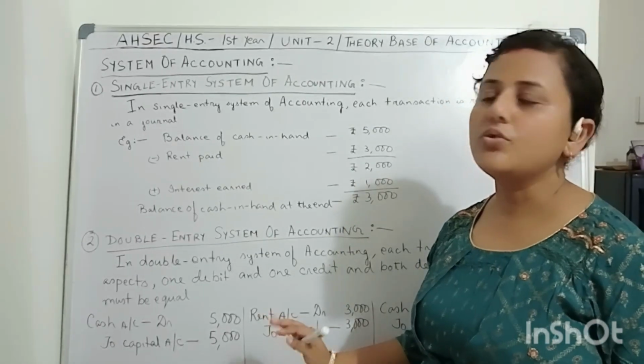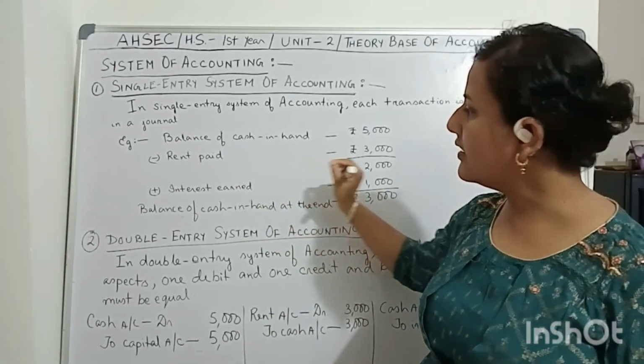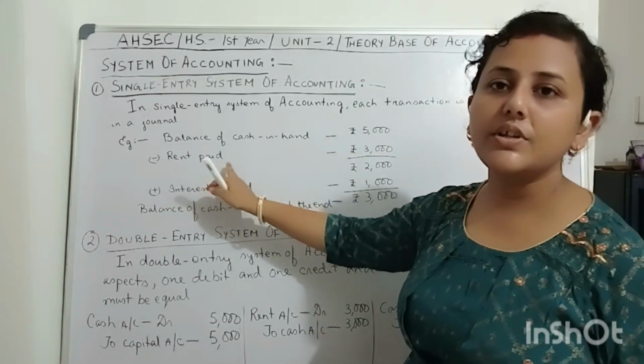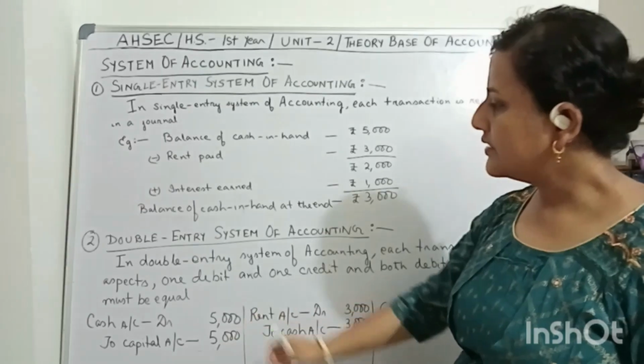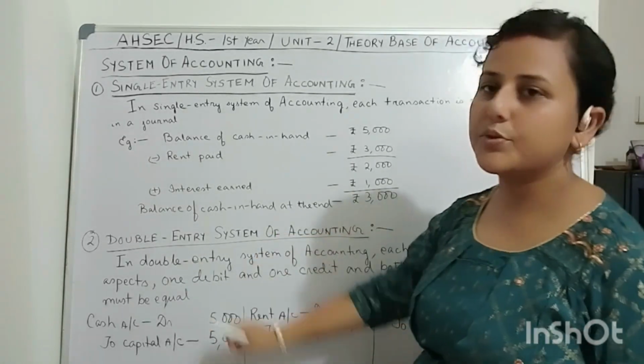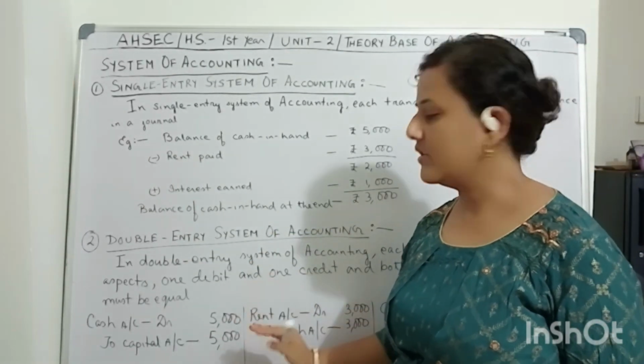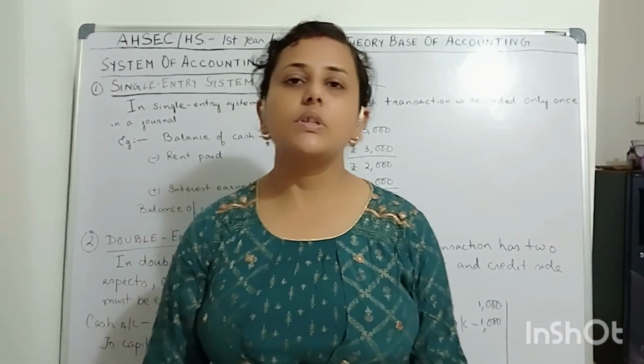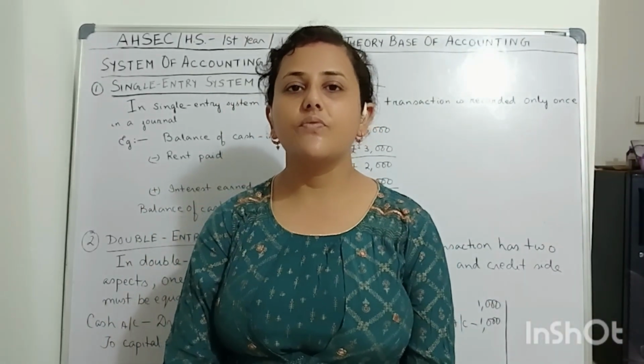So you have understood what is single entry. Only one time the transaction is recorded. Whereas in double entry, there are two aspects. One is debit and the other is credit. So hope you have understood what is the single entry and double entry system of accounting.